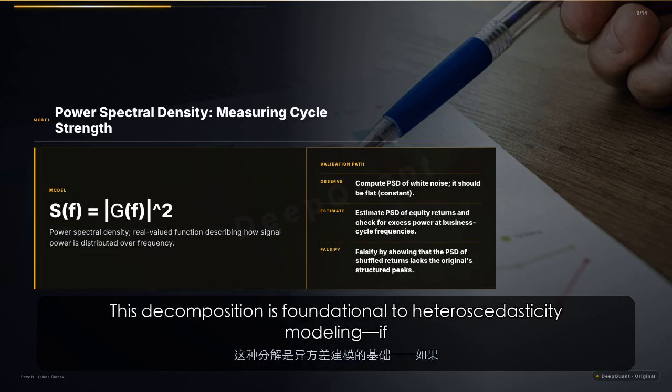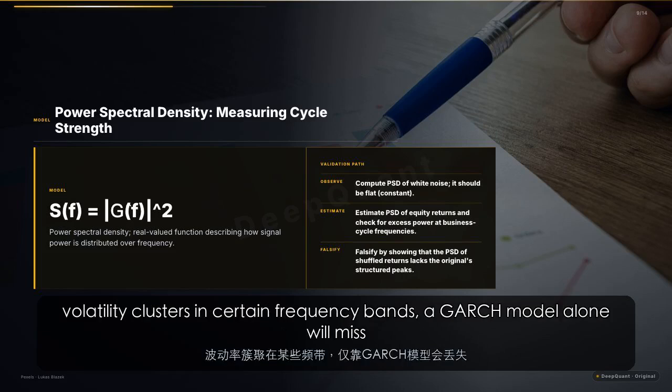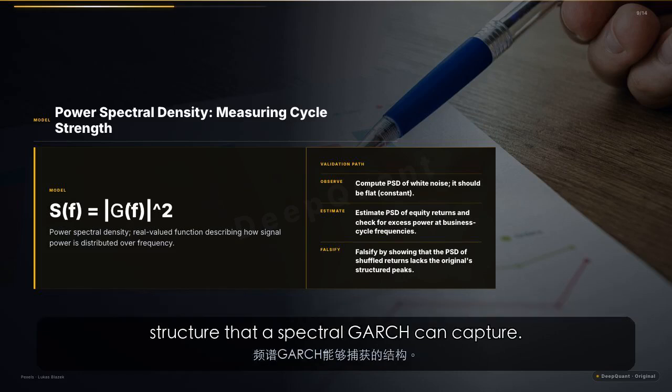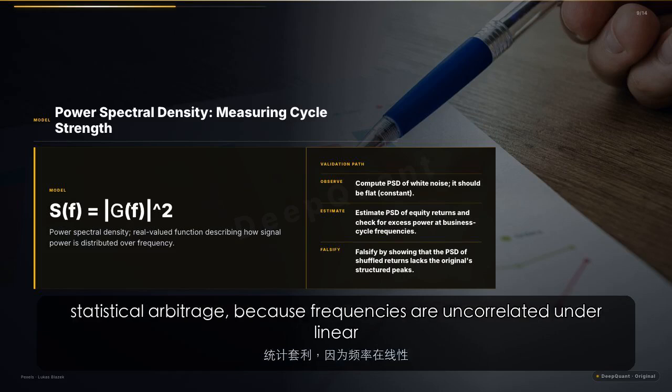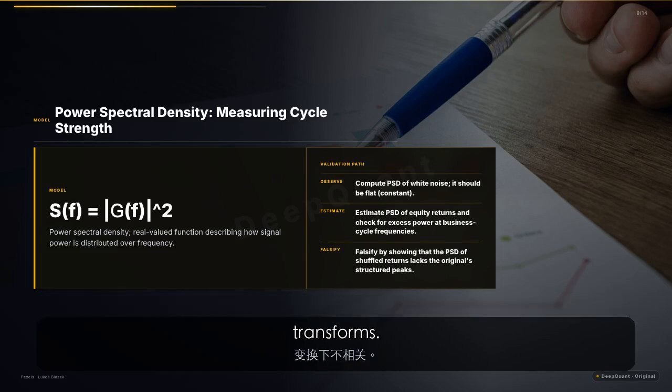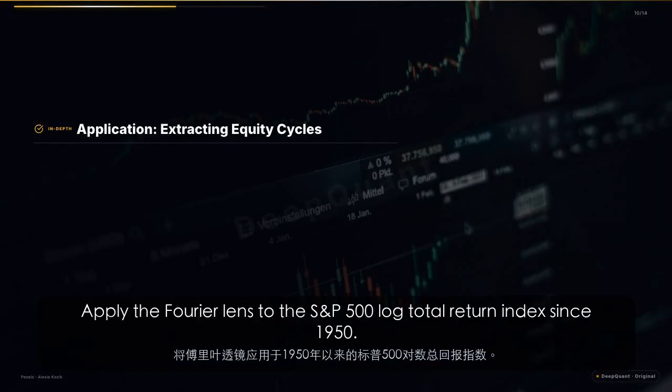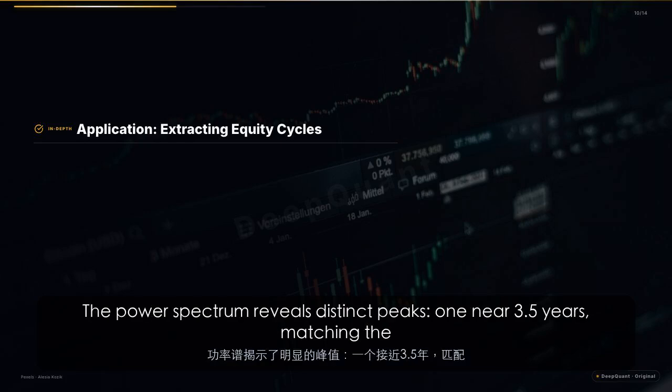This decomposition is foundational to heteroscedasticity modeling. If volatility clusters in certain frequency bands, a GARCH model alone will miss structure that a spectral GARCH can capture. The PSD is also the natural input for constructing orthogonal signals in statistical arbitrage, because frequencies are uncorrelated under linear transforms. Apply the Fourier lens to the S&P 500 log total return index since 1950.